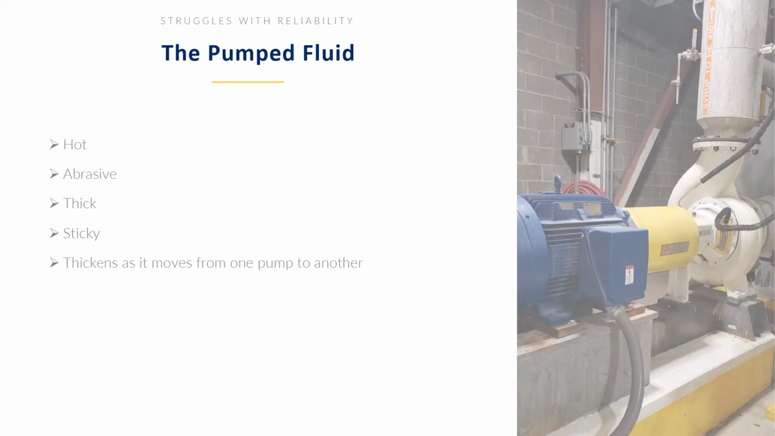The fluid being pumped there, as the stillage is pumped from one stage to the next through these evaporator pumps, it's heated up, removing the water, which makes the product hot, abrasive, thick, sticky. And again, as it moves from one stage to the next in this evaporation process, it gets thicker and thicker. So it becomes a lot harder to seal. So it's hot and sticky and thick and very hard to get these seals to last if it's not properly set up.